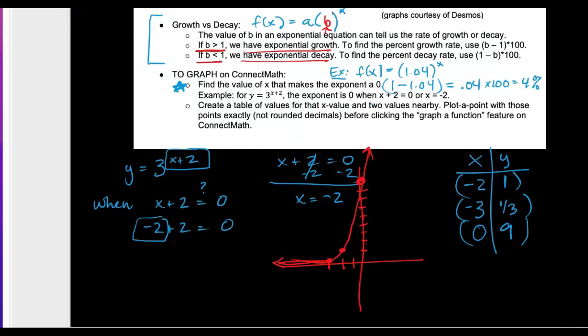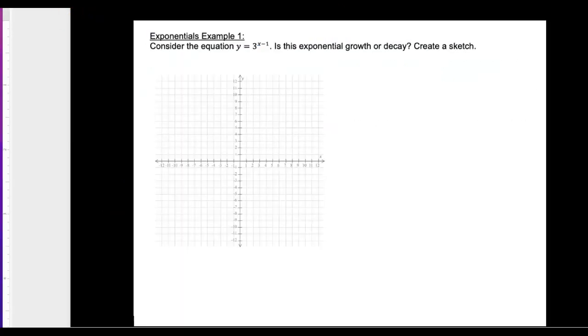Okay, let's look at another example. This is another graphing example. We have y equals 3 to the x minus 1. We want to know, is it exponential growth or decay, and then create a sketch. We first want to look at the b value. Remember, the general form of an exponential function is f of x equals a times b to the x power. We want to look at b and decide, is it greater than 1 or less than 1? This is greater than 1, so it's exponential growth.